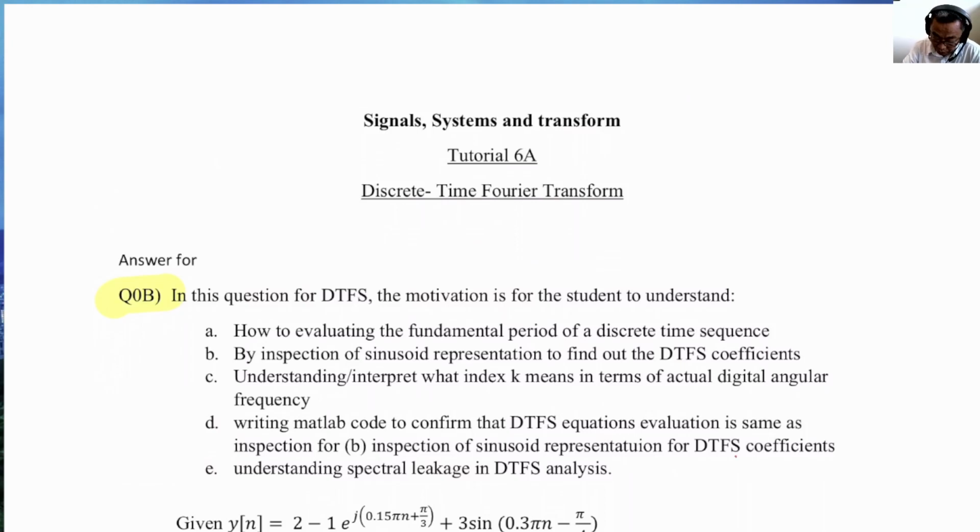Welcome back. This is tutorial 6A, question 0B, and now we do subpart B. We are here now to answer the question: by inspection of the sinusoid representation, directly find the DTFS coefficients. It means that we are not using the analysis equation, we are using the inspection of the sinusoid representation. Let's see how we can do that.